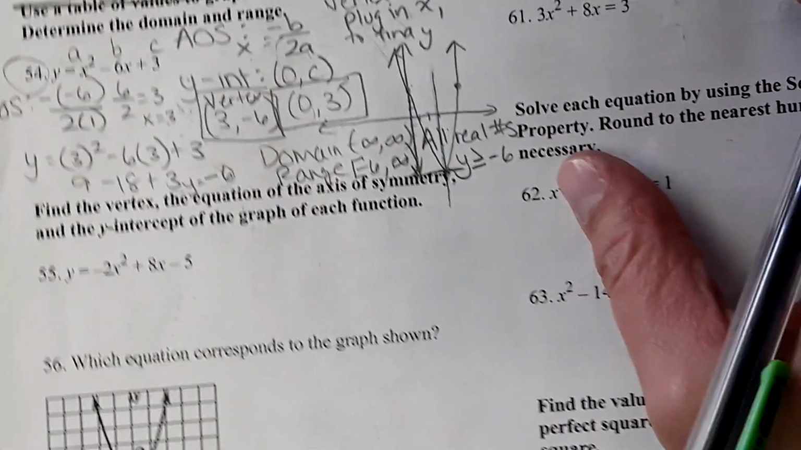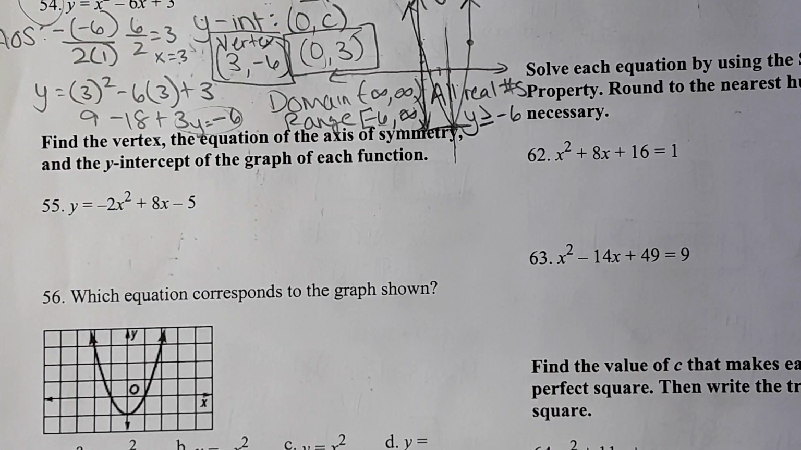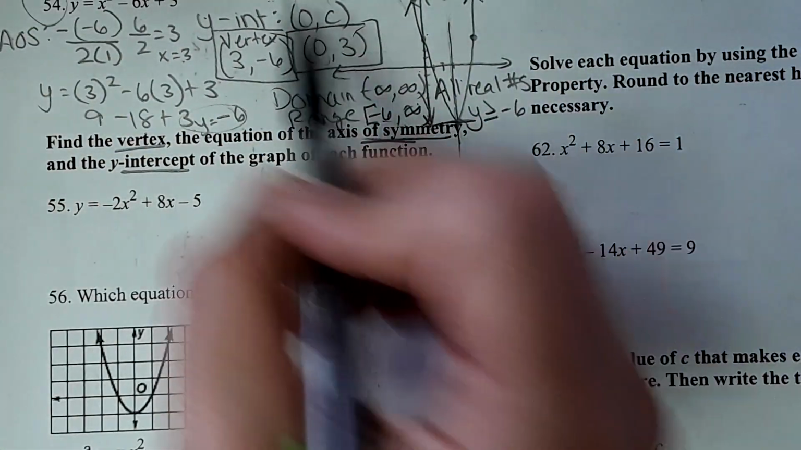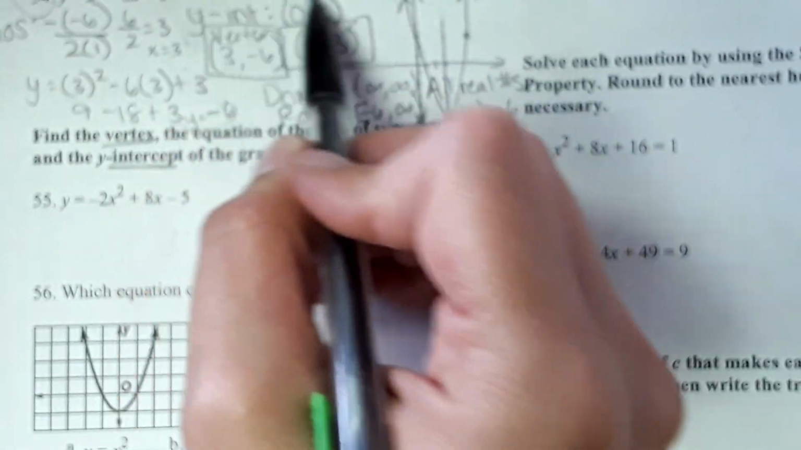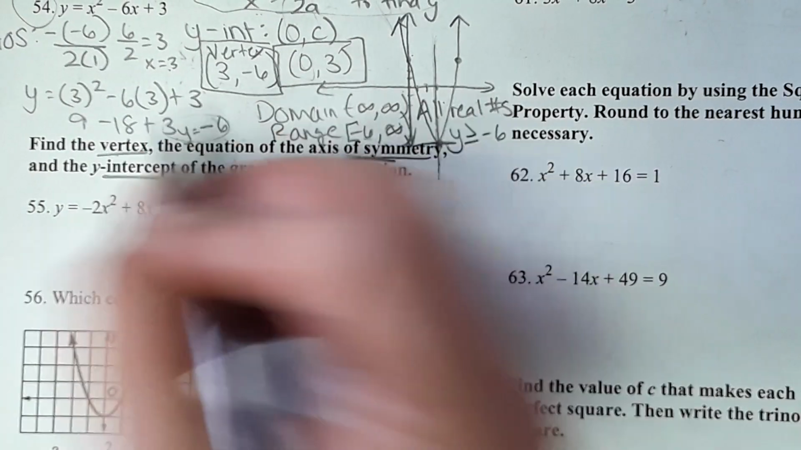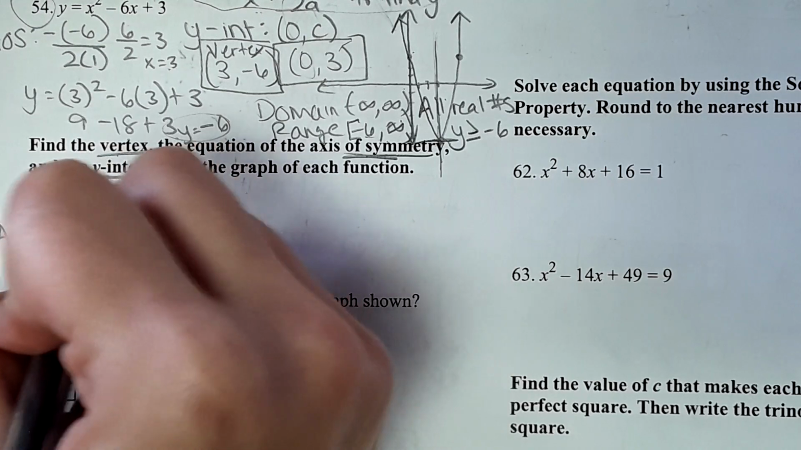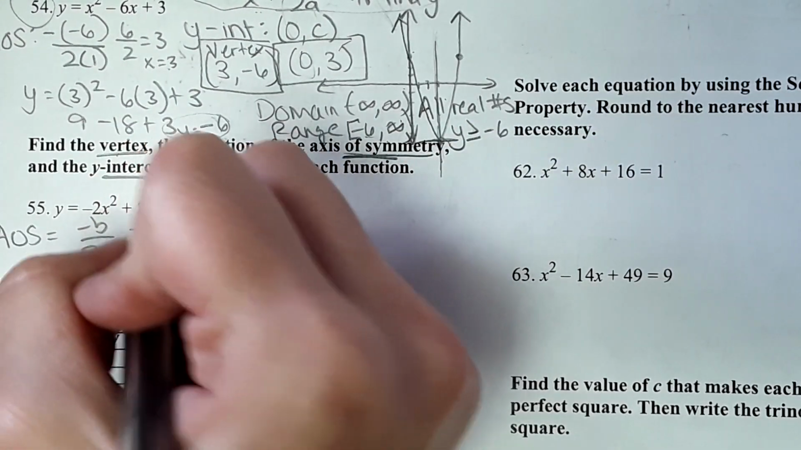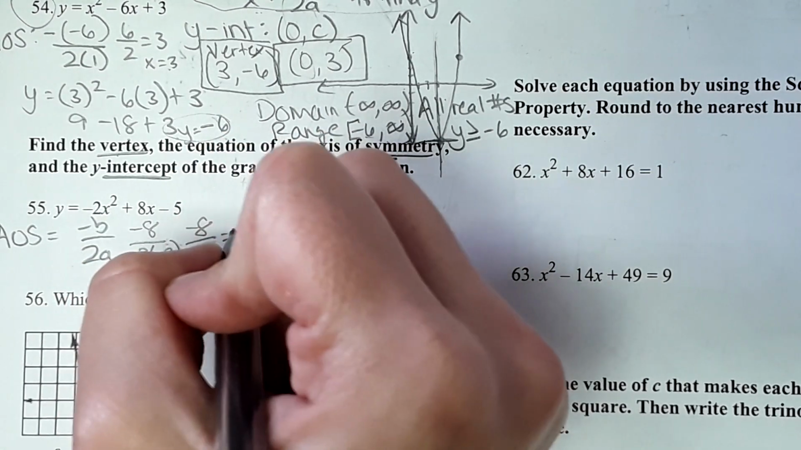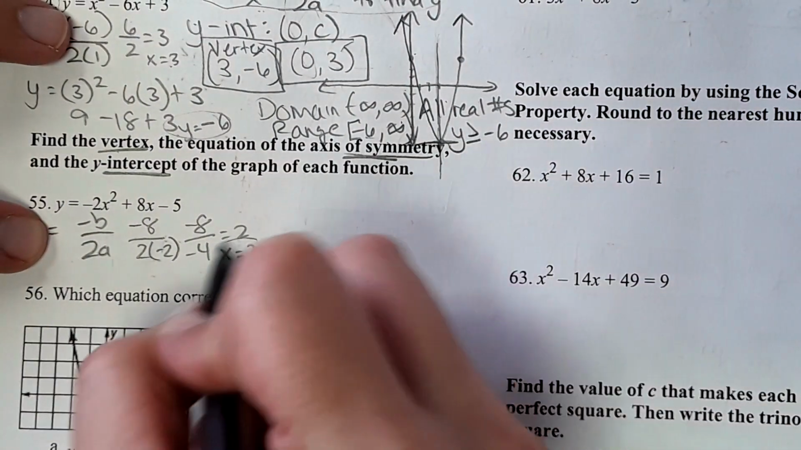Okay, number 55, same type of problem. Now it's asking for us specifically to find the vertex, axis of symmetry, and y-intercept. I have these notes up here. If you want to add more notes on your paper from that lesson, you can. But let's see. We're going to start with axis of symmetry. AOS is negative b over 2a. So negative 8 over 2 times negative 2. So x equals 2. That's my axis of symmetry.